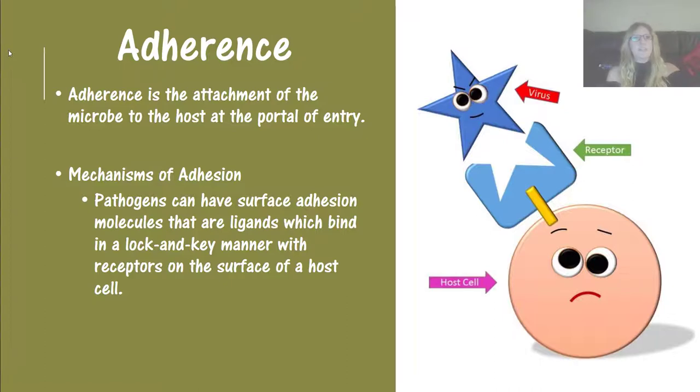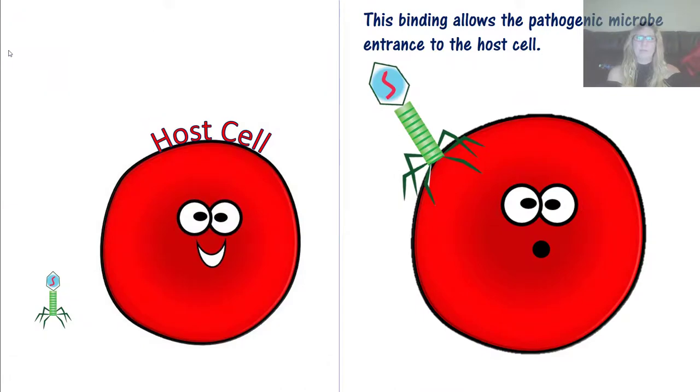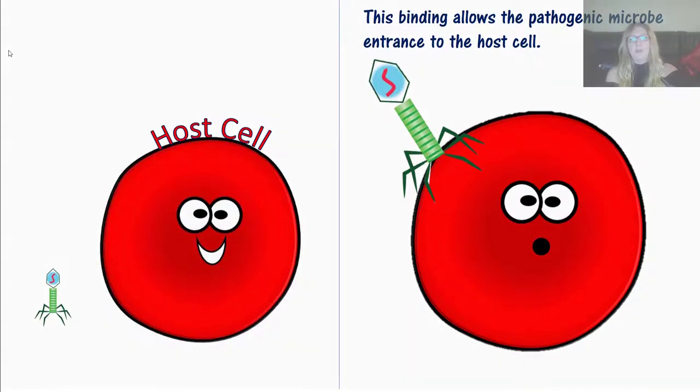Adherence. Adherence is the attachment of the microbe to the host at the portal of entry. As one example of mechanisms of adhesion, the pathogen can have surface adhesion molecules, and these are actually ligands which bind in a lock and key manner with receptors that are on the surface of the host cell. This binding allows the pathogenic microbe to have entrance to the cell.